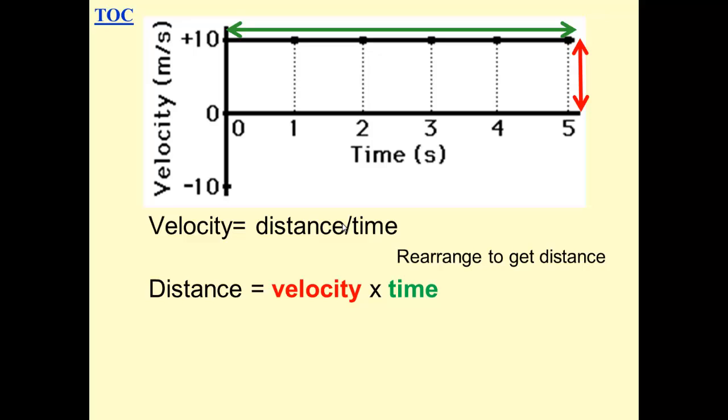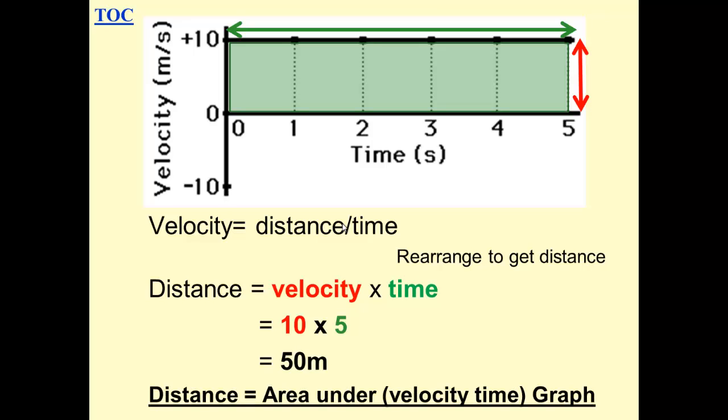But wait a minute, we're just multiplying two sides of a rectangle, which gives us the area. And this is a very useful fact. This is basically 10 times 5, which is equal to 50 meters. So it's basically the area of a velocity time graph gives us the distance that has been travelled. So the distance is the area under the velocity time graph. That needs to be noted.